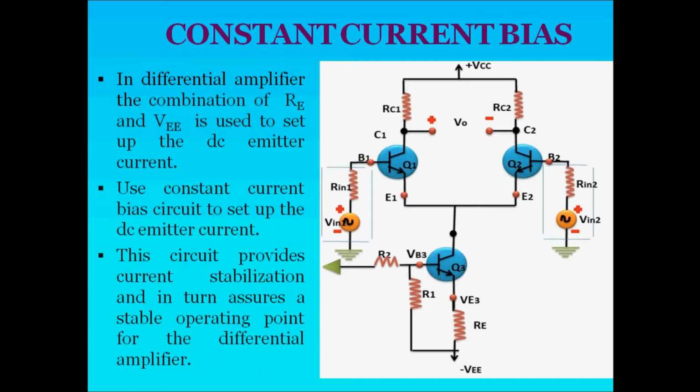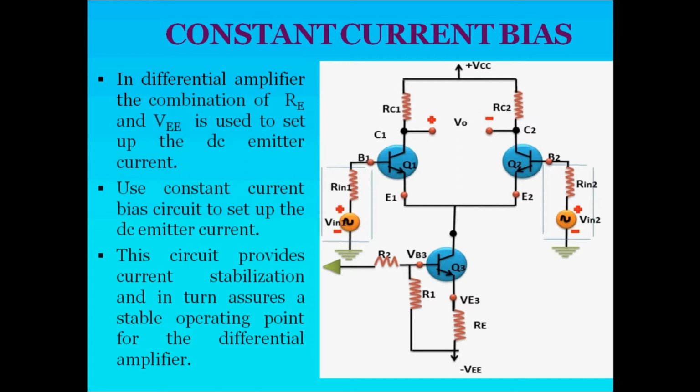Here we can see the differential amplifier in the dual input balanced output configuration having two input signals, and the output is collected across the two collectors C1 and C2. The emitter resistor RE we have now replaced with a constant current bias circuit with resistive load. That is, this transistor Q3 is replacing the emitter resistor RE here.